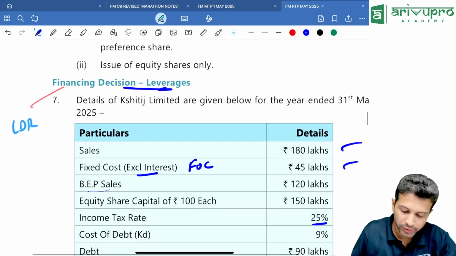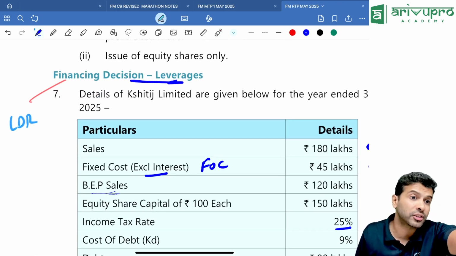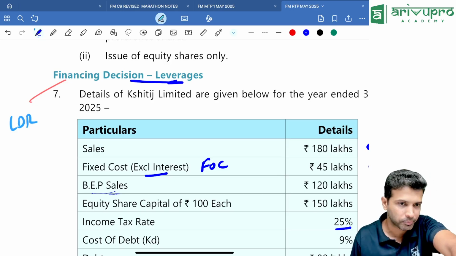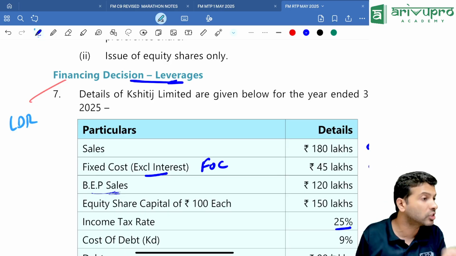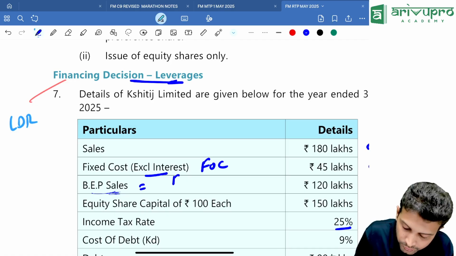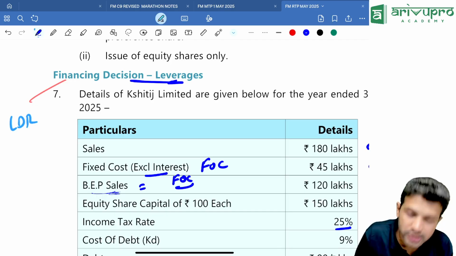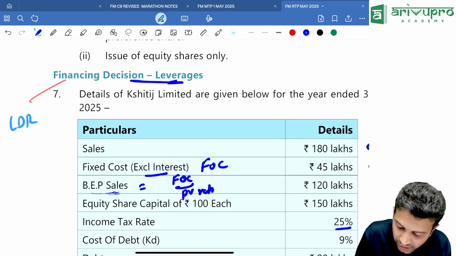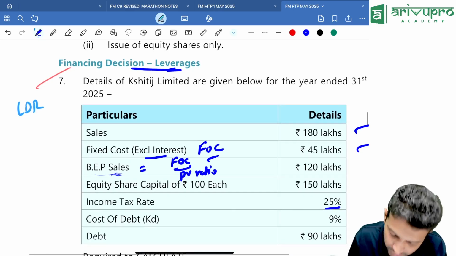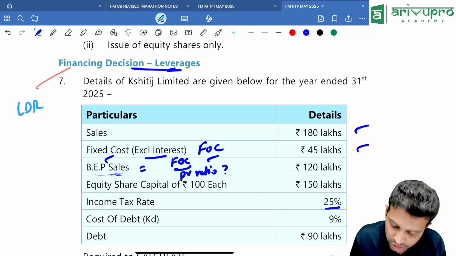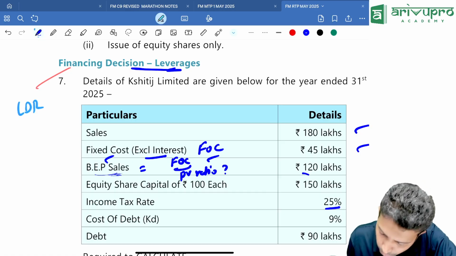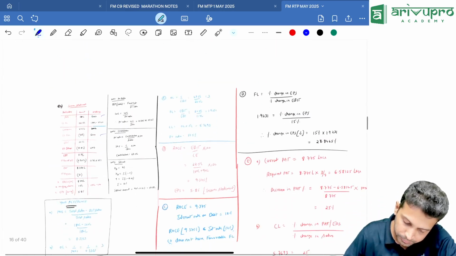Sir, how do you get break-even point? Not in units. If you want break-even point in units, the formula is fixed cost divided by contribution per unit. Do we want break-even point in units or sales? In sales, it is fixed cost divided by PV ratio. What do you know? Do you know FOC? Yes. Do you know break-even point? Yes. That means using this, you can find out PV ratio. So break-even point sales is how much? 120 lakhs.